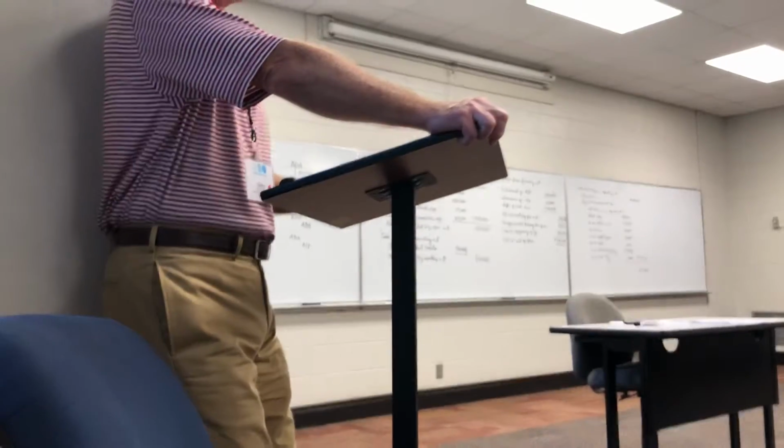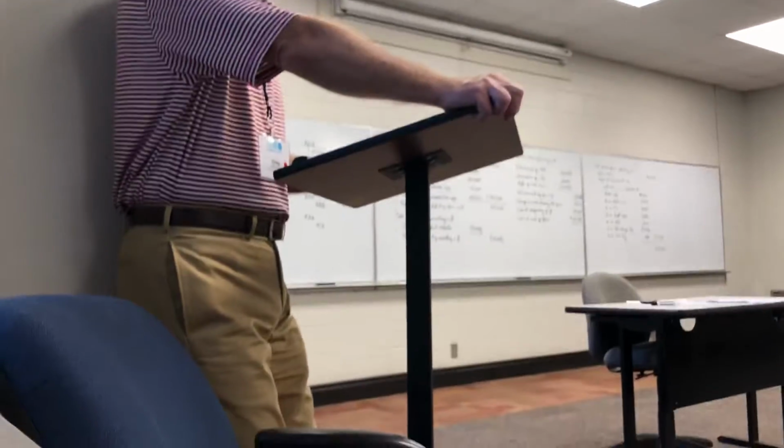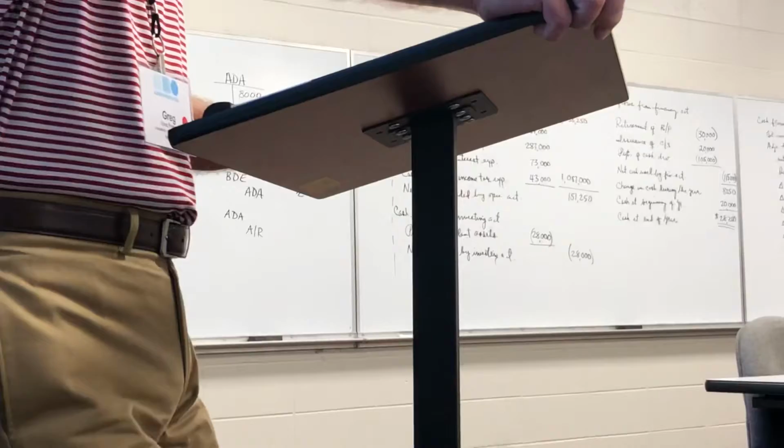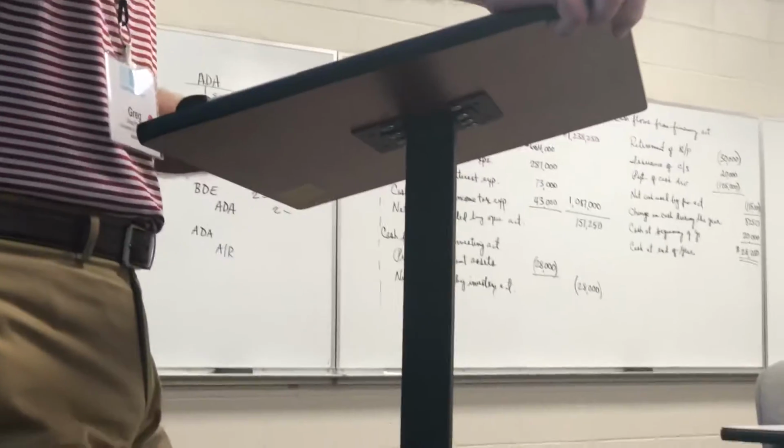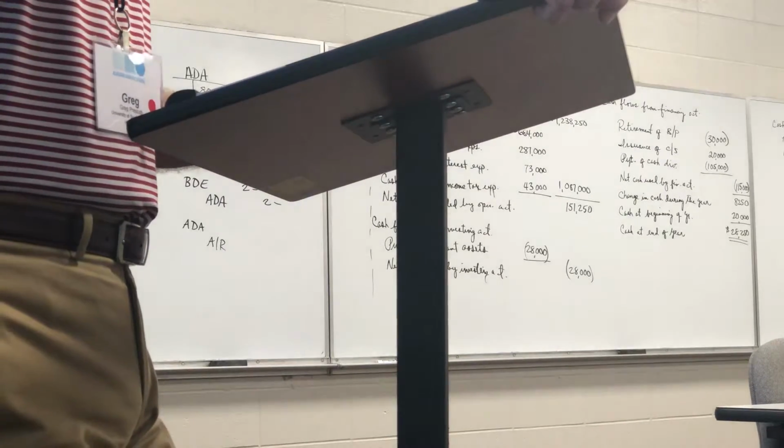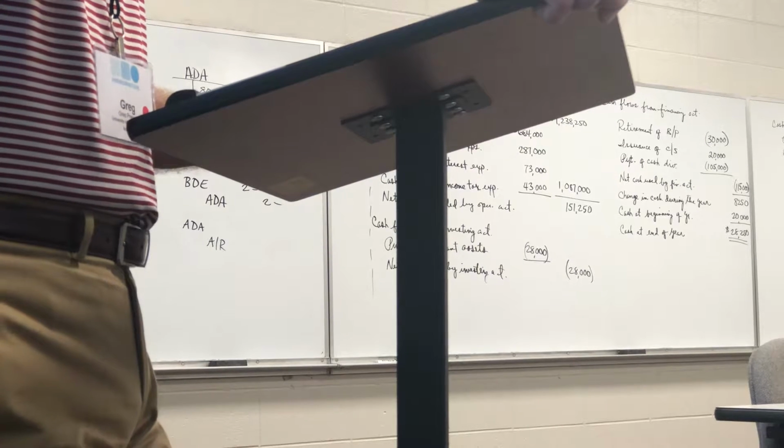$925,000. Cash collected from customers, okay, 925. What did you get for cash paid to suppliers, Ms. Jones? 608,000 is correct. What did you get for cash paid for operating expenses, Ms. Toomey? 226,000 is correct.